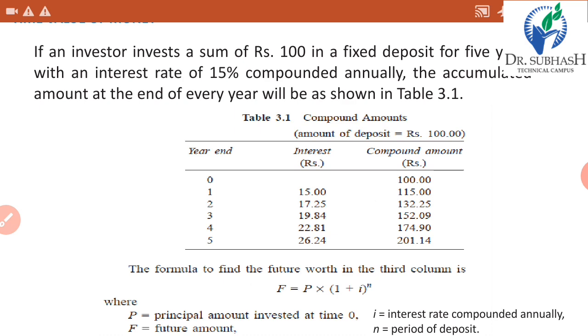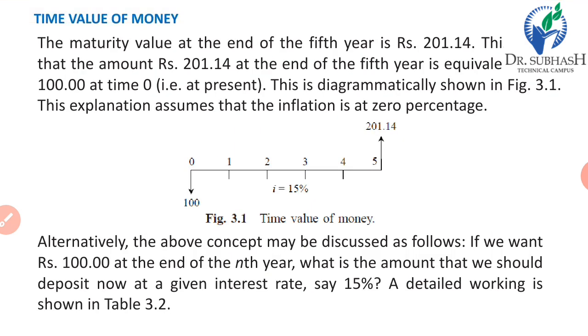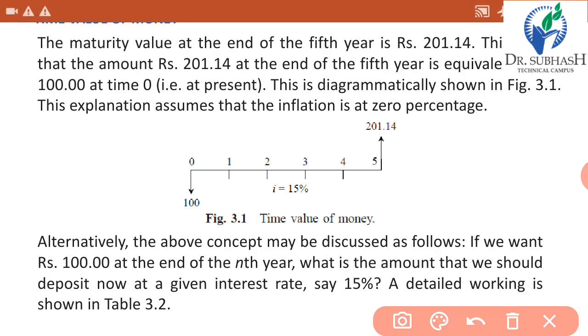So we have seen that 100 rupees today becomes 201.14 after 5 years. This is the time value of money. The maturity value at the end of the 5th year is 201.14. This means that the amount 201.14 at the end of the 5th year is equivalent to 100 rupees at time 0, that is, at present. This is shown diagrammatically in the figure.